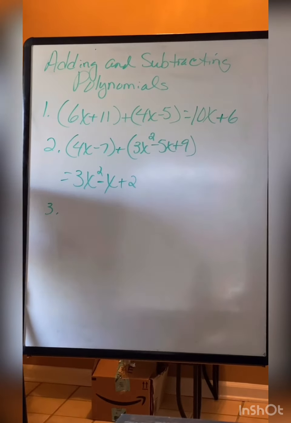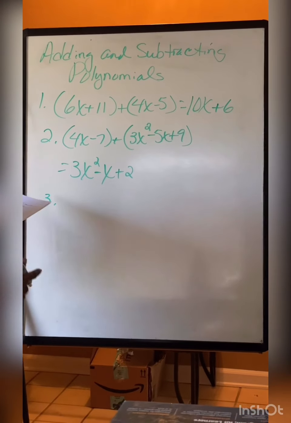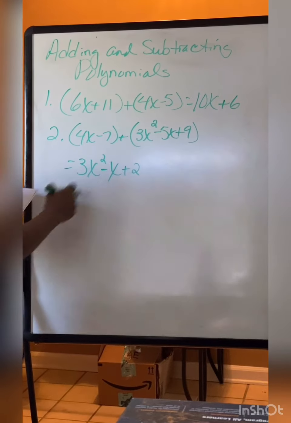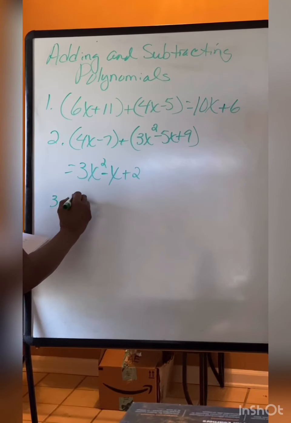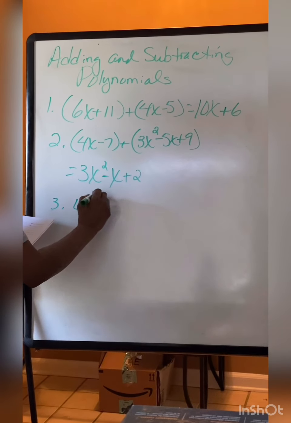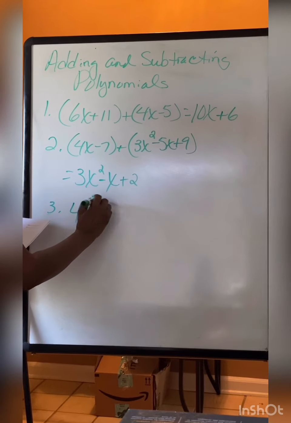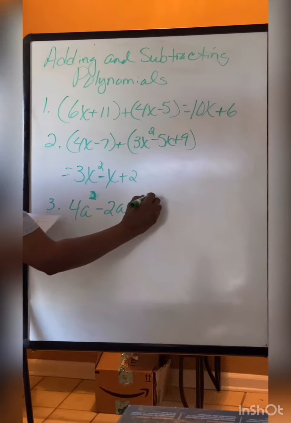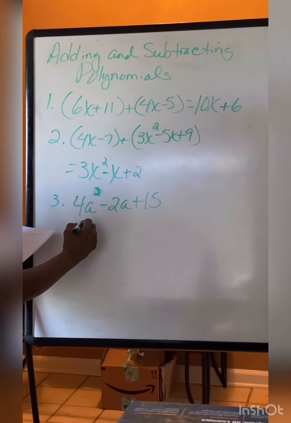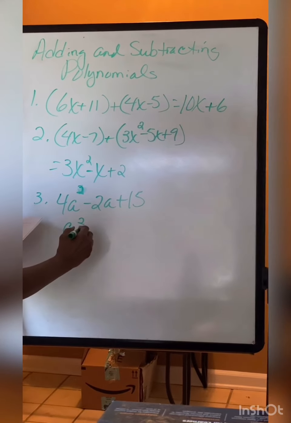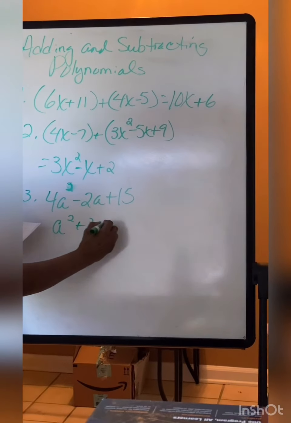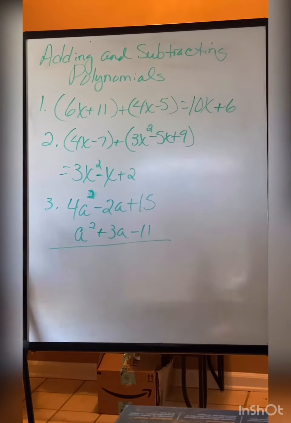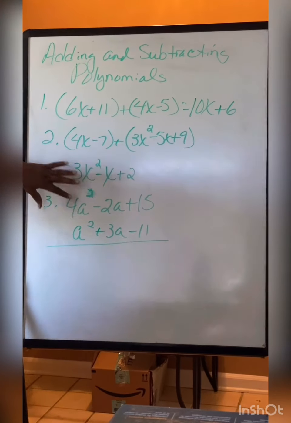Example 3. Sometimes these problems are written in what we call horizontal form. Sometimes they will be written in what we call vertical form. The good thing about vertical form is the like terms are already lined up for you, and all you have to do is combine. So this is called vertical. This is called horizontal. This is called vertical.